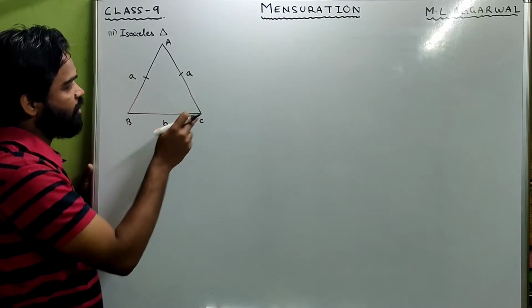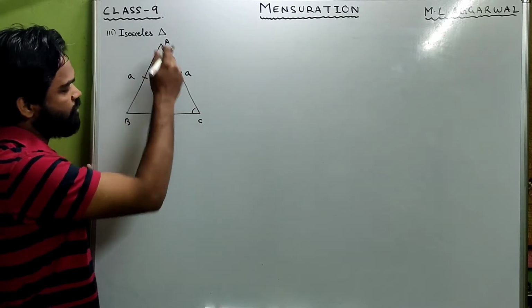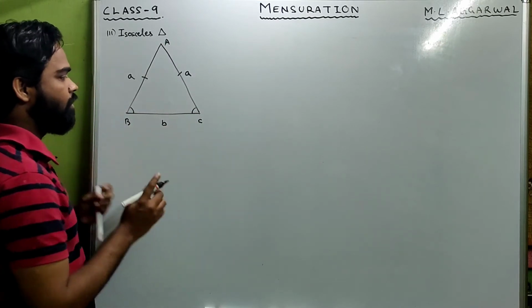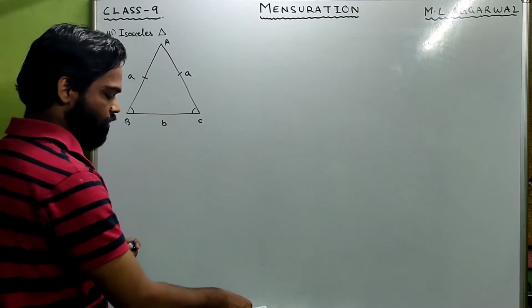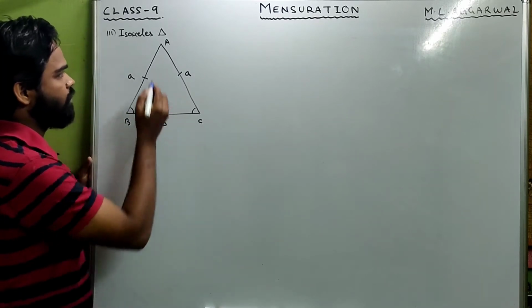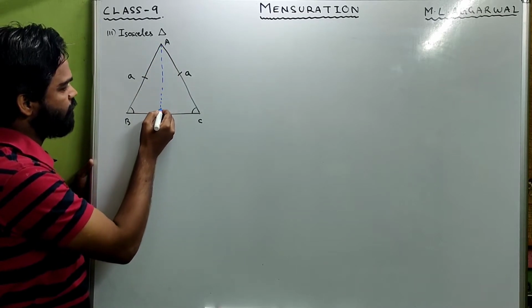Now since AB and AC are equal, remember, opposite to AB your angle is angle C, and opposite to AC your angle is angle B. Angle B and angle C will be equal. Now how to get the area of an isosceles triangle with respect to its sides? Just look over here. Same way we did for the equilateral triangle.